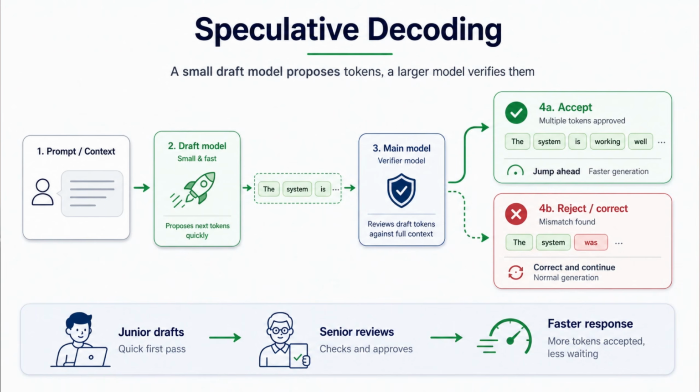So, a relatable example is a junior assistant and a senior assistant working together. The junior assistant quickly drafts the next few lines of the email. The senior assistant reviews it. If the draft is good, the senior accepts it quickly. If not, the senior rewrites that part. And that is the basic idea behind speculative decoding.